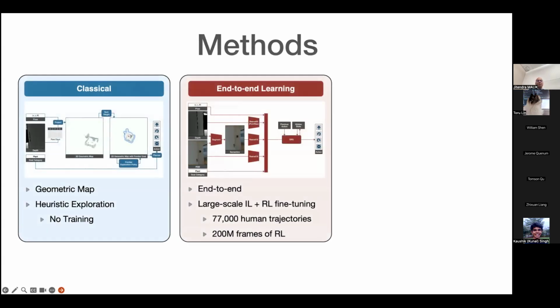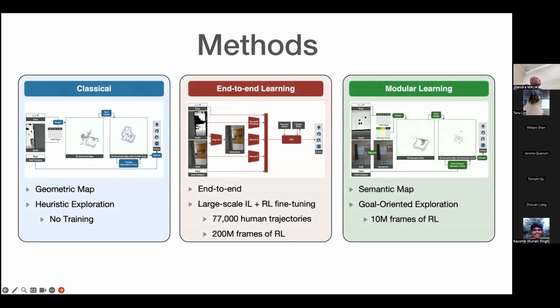Okay, and then we compared 3 different methods. One is the classical approach. So what's a classical approach? You first build a map, and there's no learning involved. So if I say go to a chair, what it's going to do is just wander about until it hits a chair, right? So that's the classical approach.